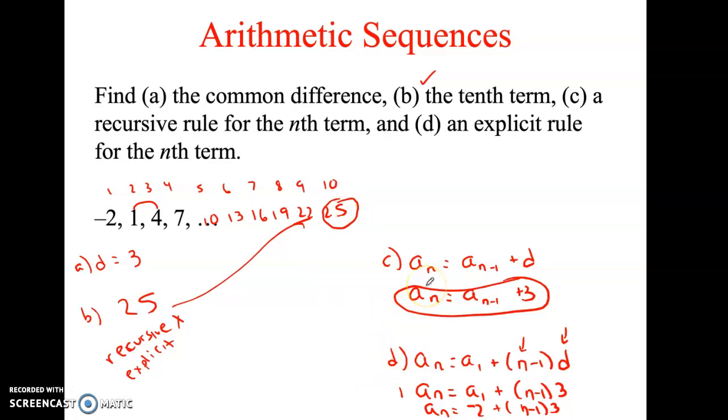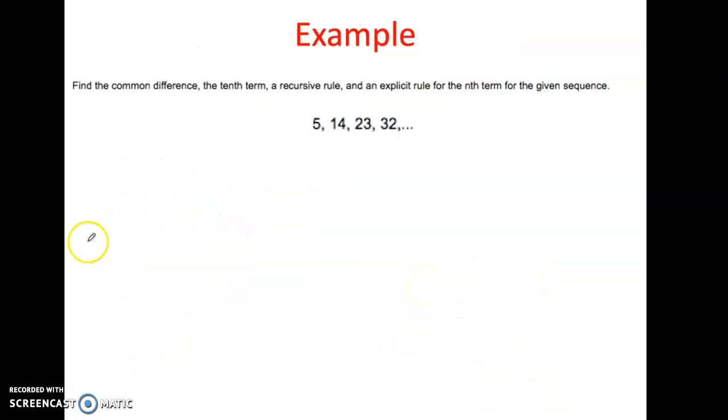Okay, so the next one. Find the common difference, the 10th term. So common difference. The common difference, which is also D, 14 minus 5, which is the same as 23 minus 14, which is 9. B, I'm going to put a hold on right now. C is going to be, in this case, the recursive rule.